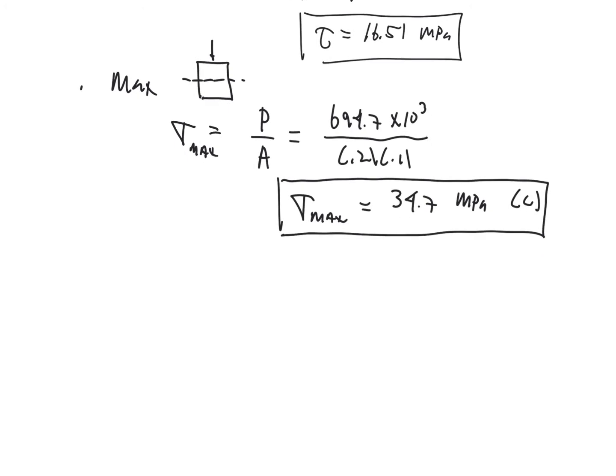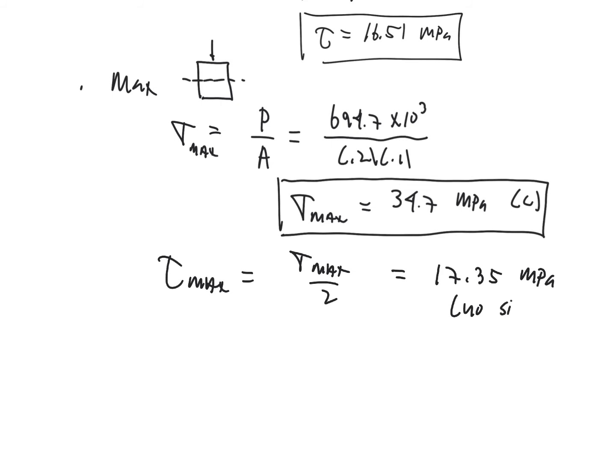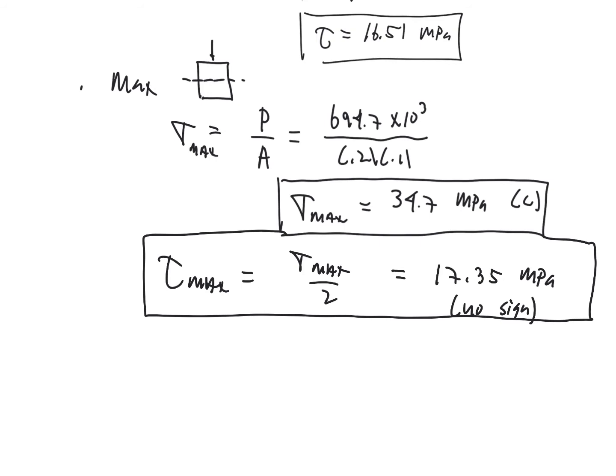Now the cool thing about this, remember that tau max is just half of sigma max. Sigma max divided by 2. Remember, it was P over A versus P over 2A. So it's just going to be 1/2. So that's going to be equal to 17.35 MPa. And now there is no sign. There is no such thing as T or C for the shear. Remember that we're tabling the concept of the sign of the shear stress for right now. So you don't have to worry about that. You just have the magnitude only.